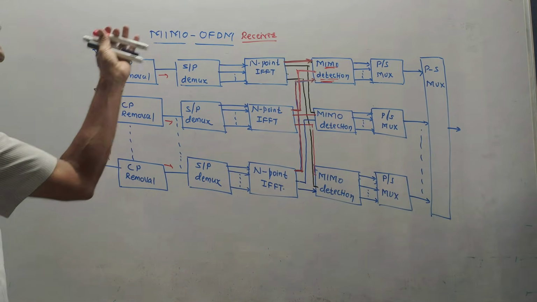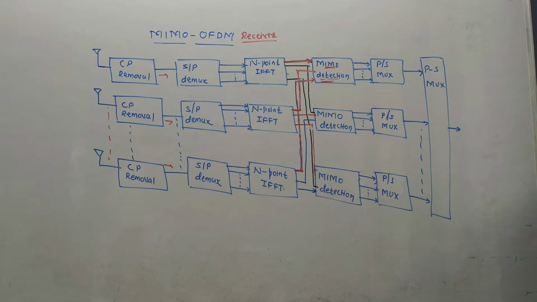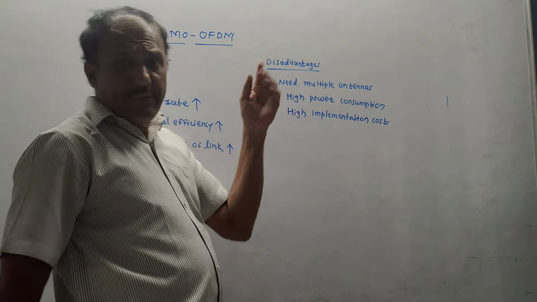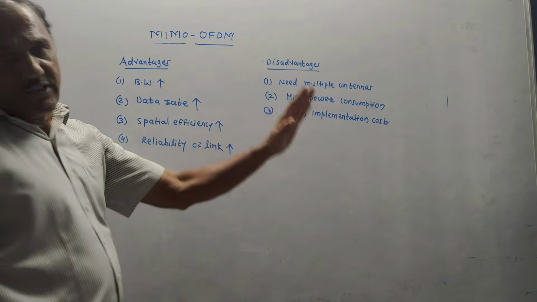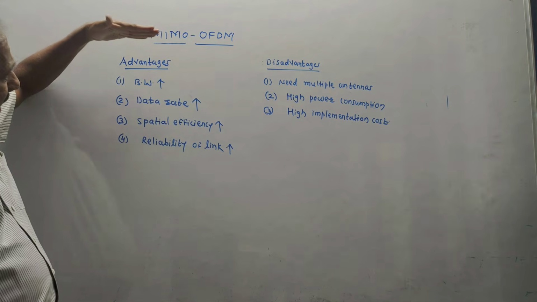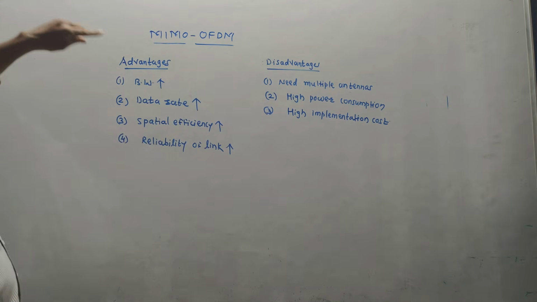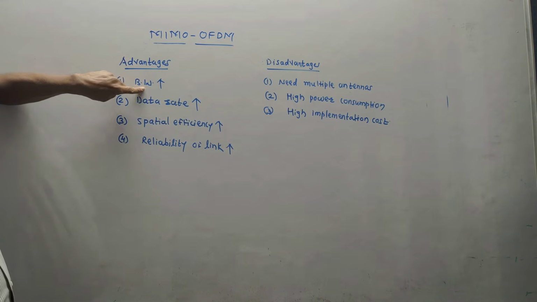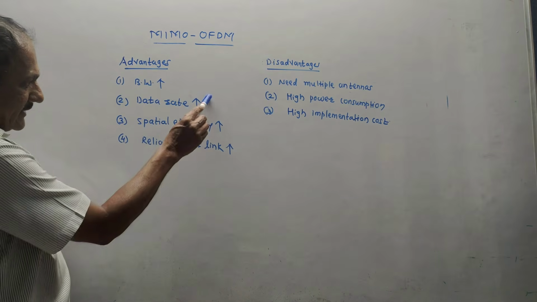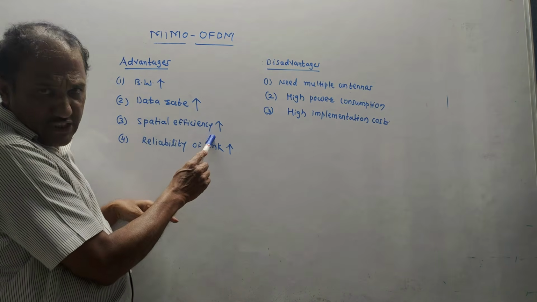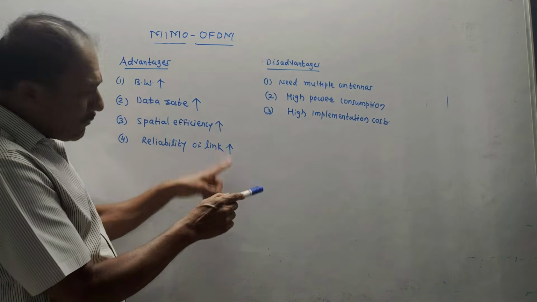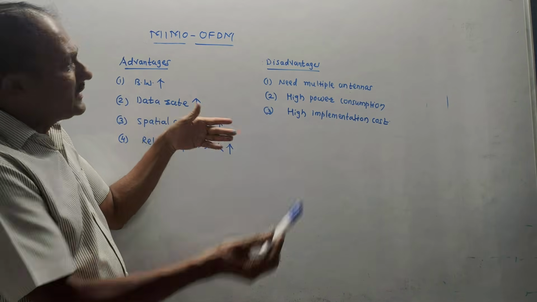So this is the explanation for the MIMO OFDM receiver. But do remember, for a MIMO OFDM system you need to explain both the transmitter and the receiver side. Next, you also need to include the advantages and disadvantages of the system. Advantages are increased bandwidth, high data rate, increased spatial efficiency, and increased link reliability. The upward arrow indicates an increase in the values.